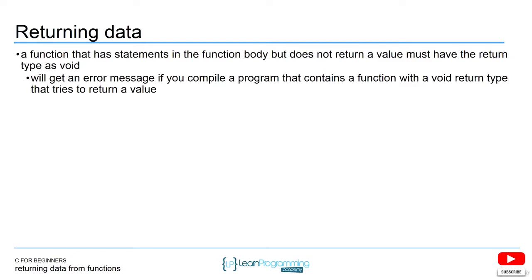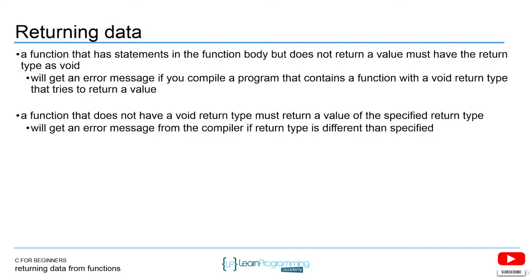A function that has statements in the function body but does not return a value must have the return type as void. Have to. You cannot not have that. If you do not have that and you're not returning any data, you're going to get an error message when you compile. When you compile the program and it contains a function with a void return type that tries to return a value, compiler error. Void means no return data. Don't return a variable or an expression.